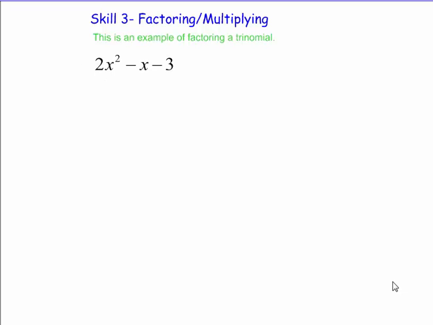If it's factorable, you're going to take your first term times your last term. We want two numbers that multiply to be that 2 times negative 3, which is negative 6, but add to your middle term, which is that little invisible negative 1.